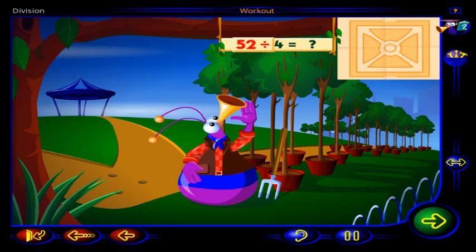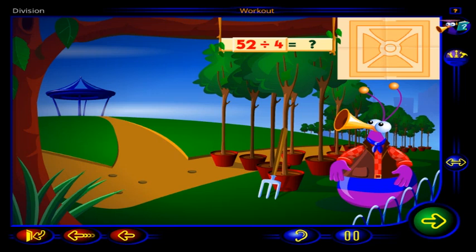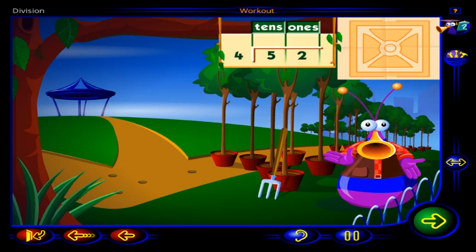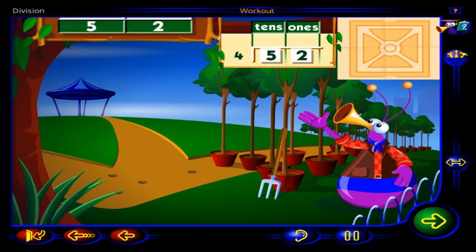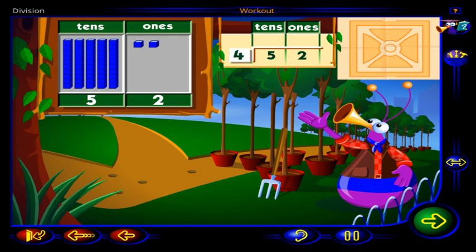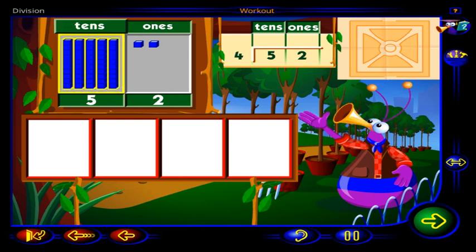To divide 52 by 4, you can write the division like this. To help you divide, let's show 52 using blocks. Because you are dividing by 4, you can divide these blocks into 4 groups. Let's start with the tens.